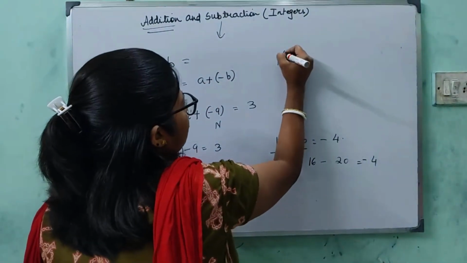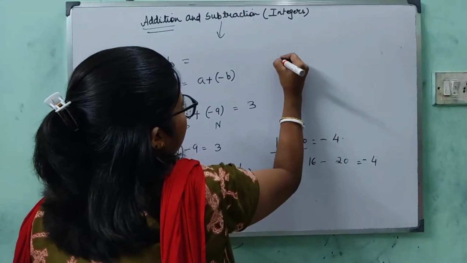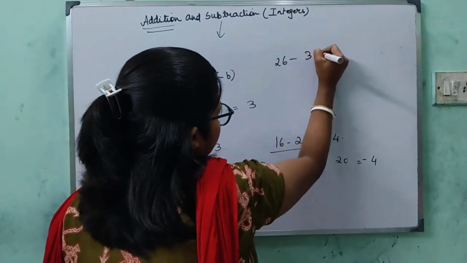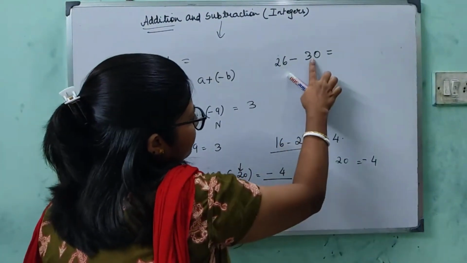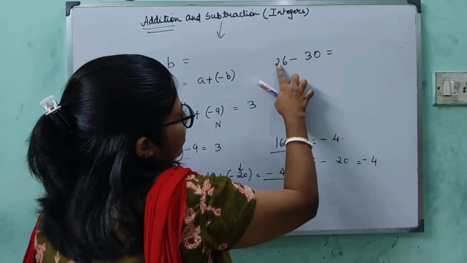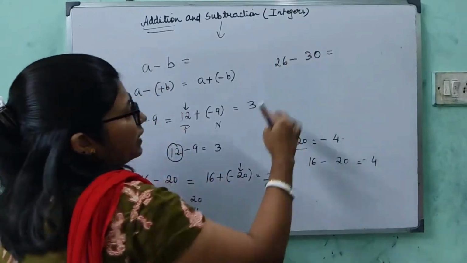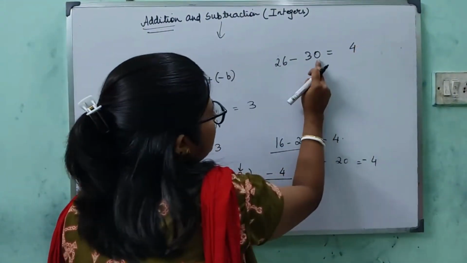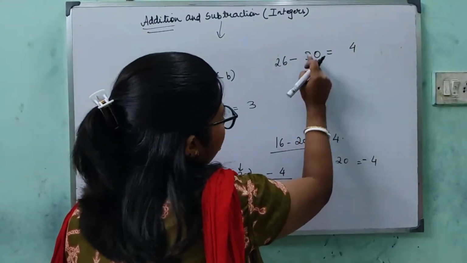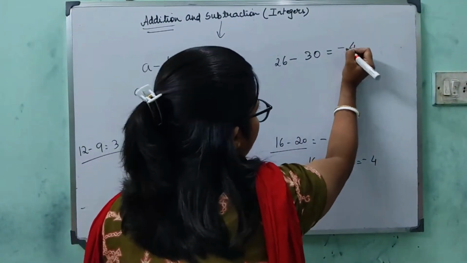Or you can say 26 minus 30. Okay, so 26 minus 30 means 26 one number, 30 one number. Okay, so smaller number minus bigger number. So first you find out the difference. 30 minus 26 is 4. What is the sign before 30? Minus sign. Put a minus sign over here.